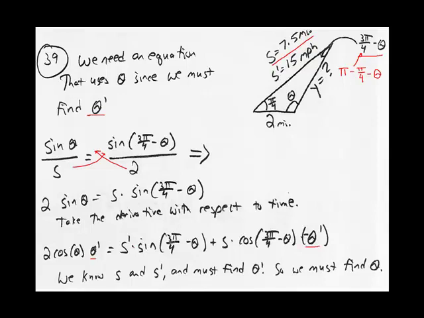The only thing I need to figure out, S prime, well actually S prime I know that, and S I know that. S prime is equal to 15 miles per hour. S is equal to 7.5 miles. So the only other thing I need to do is find theta. And once I find theta, I can plug everything in.